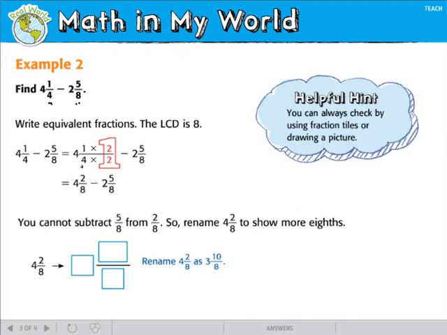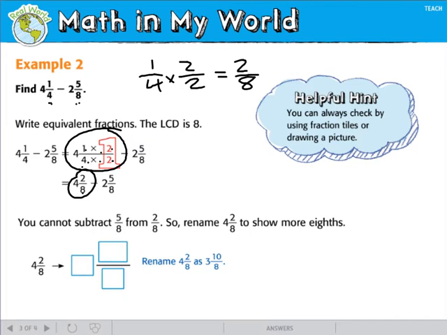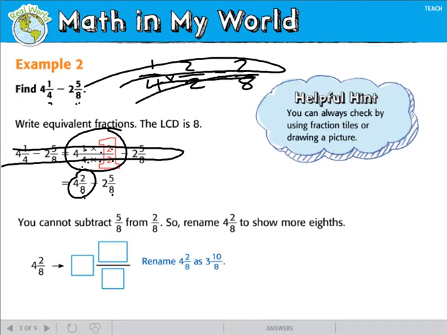So that's what they did right here for us. Okay? So 1 times 2 is 2. 4 times 2 is 8. So here's our answer. We take 1/4, multiply that by 2 over 2, which equals 2/8. So now I have 4 and 2/8. Now my denominators are the same. I'm not worried about this up here anymore. It doesn't matter. I did it. I'm finished with it. Don't look at it anymore. Okay?